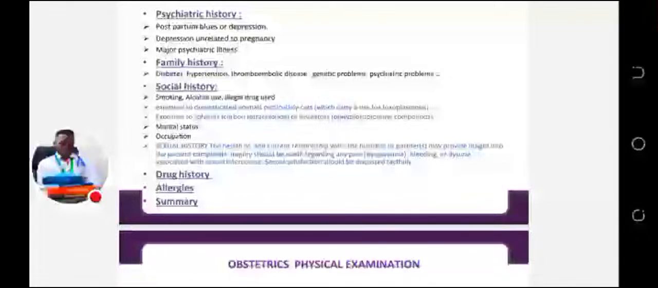Okay. Then drug history is also very much important. You need to ask your client the type of drugs that they've taken, because drugs also have an effect on fetal development. Also ask your client about allergies, the substances that usually make them develop an allergy. This one is also very much important.